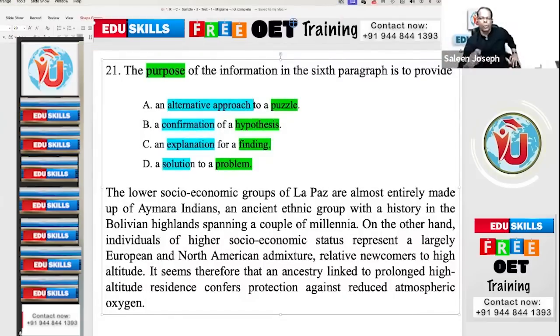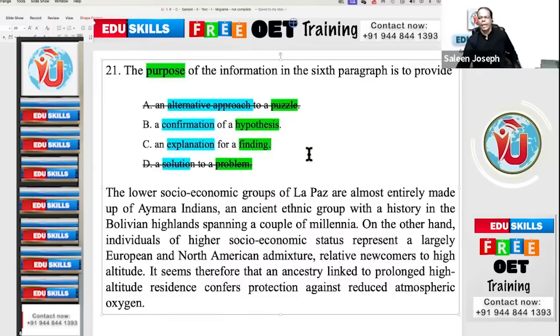Do they present any problem here? If the problem is given, it will be in the beginning, as I told you, in the first sentence. Is there a problem given in the first sentence? No, Father. No, they are just making a statement. So no problem given. So a solution to a problem is not possible. And an alternative approach to a puzzle, are there two approaches given or any puzzle mentioned? No. Same paragraph, two questions, one paragraph. It becomes very easy for you.